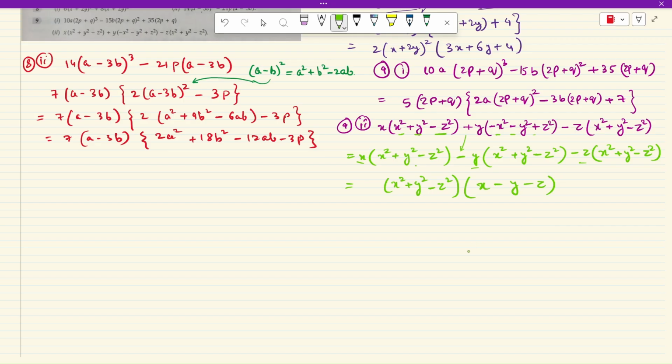So this was it. We have already completed the first exercise from this chapter. In the next part we are going to do the second exercise of this chapter.